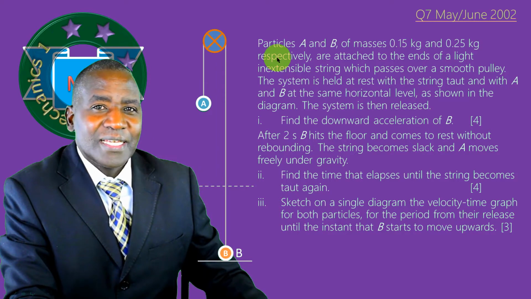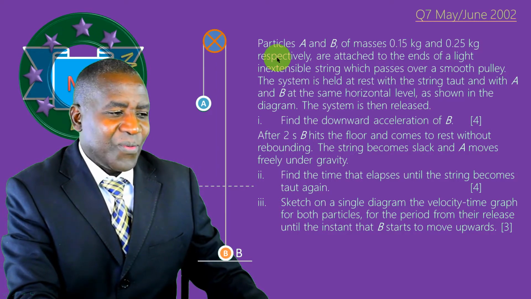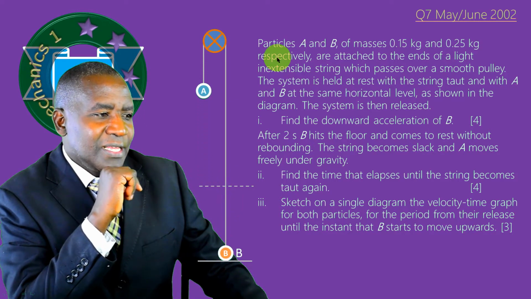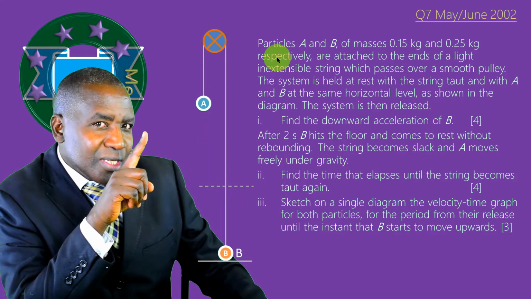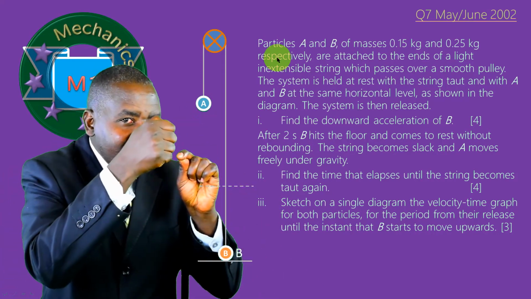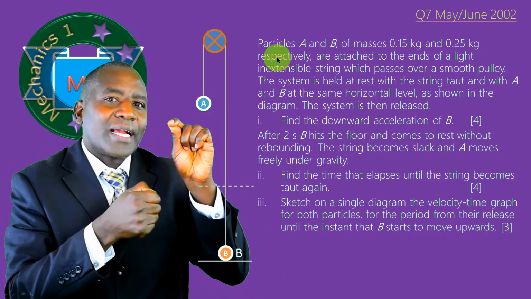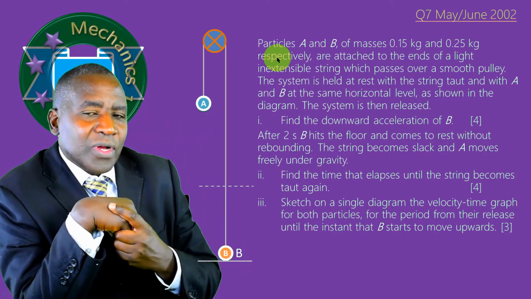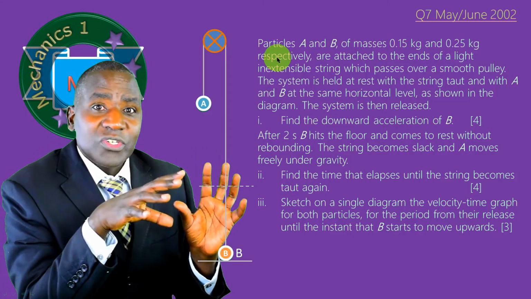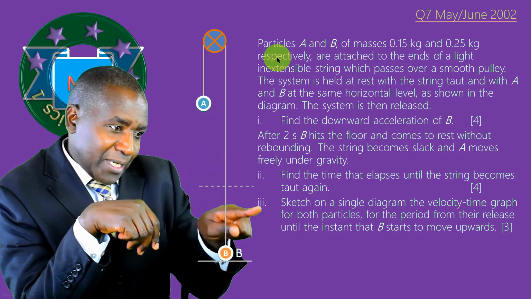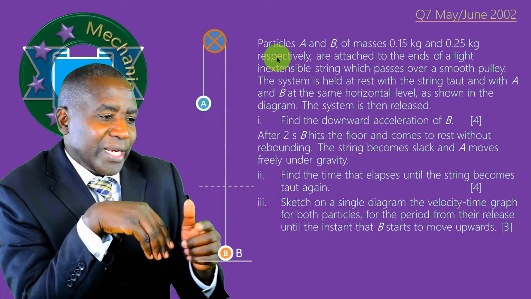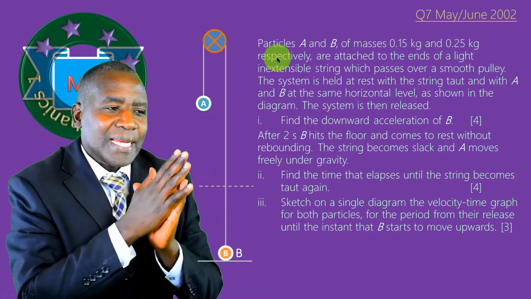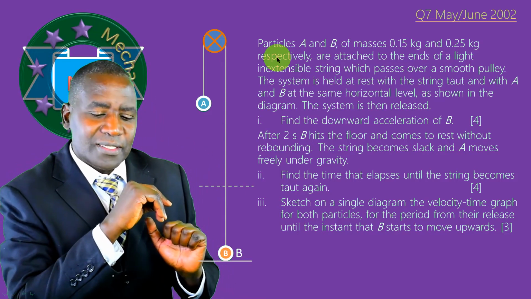You see what happens? Let me repeat once again. B moves down, hits the floor, but A continues, the string becomes slack, it reaches maximum height, and then comes back to that particular position, where B is just about to move up. In different questions or in different years, you would be given a system like that, and you're required to calculate the forces acting on B. So it is important to study this question in detail.